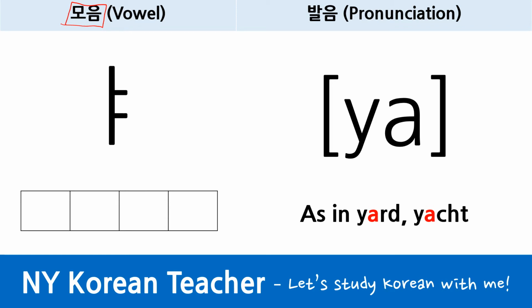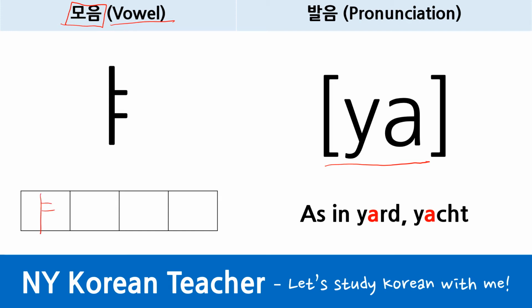모음, vowel. This is the second vowel. We call it 야. Okay, please write it down on your notebook or blank paper.